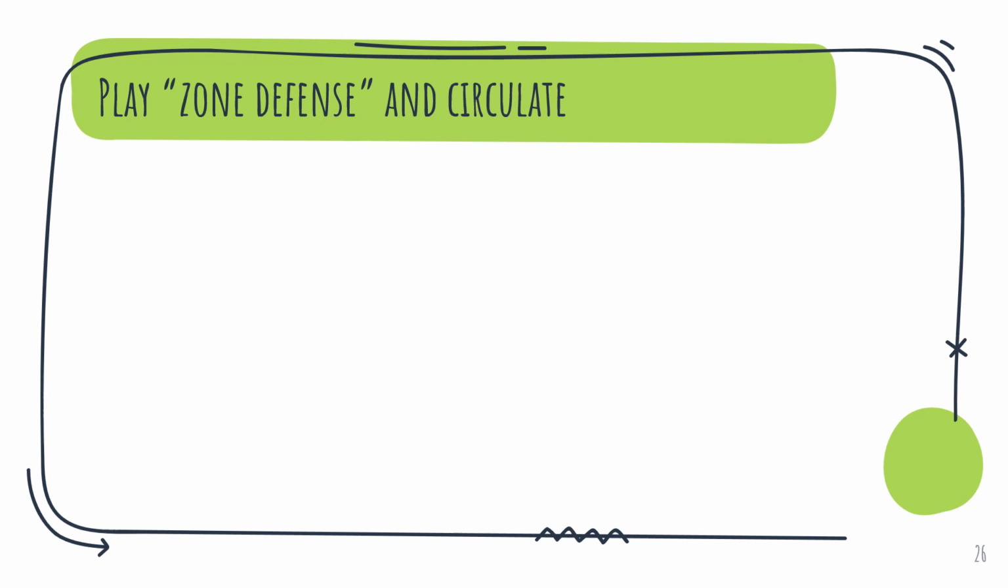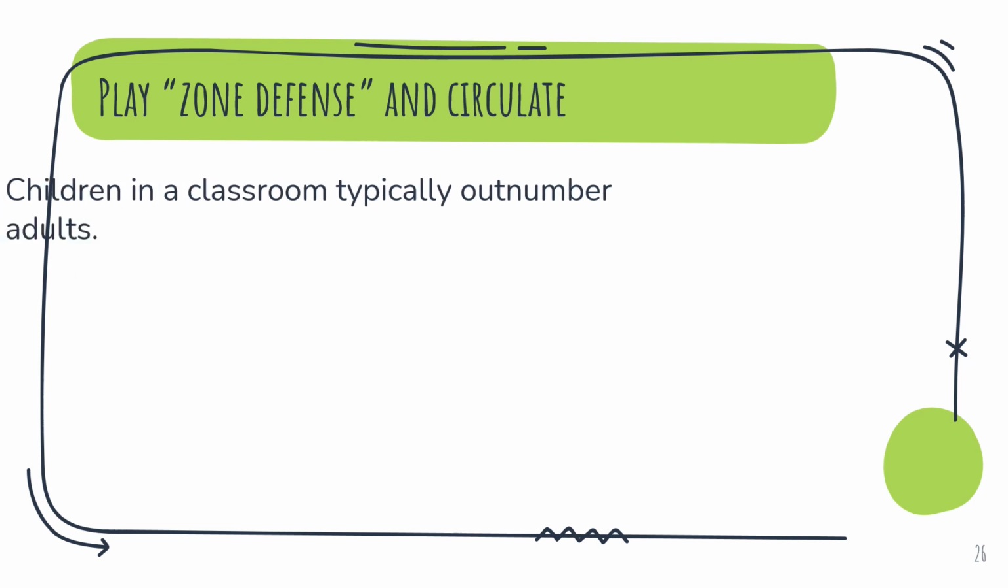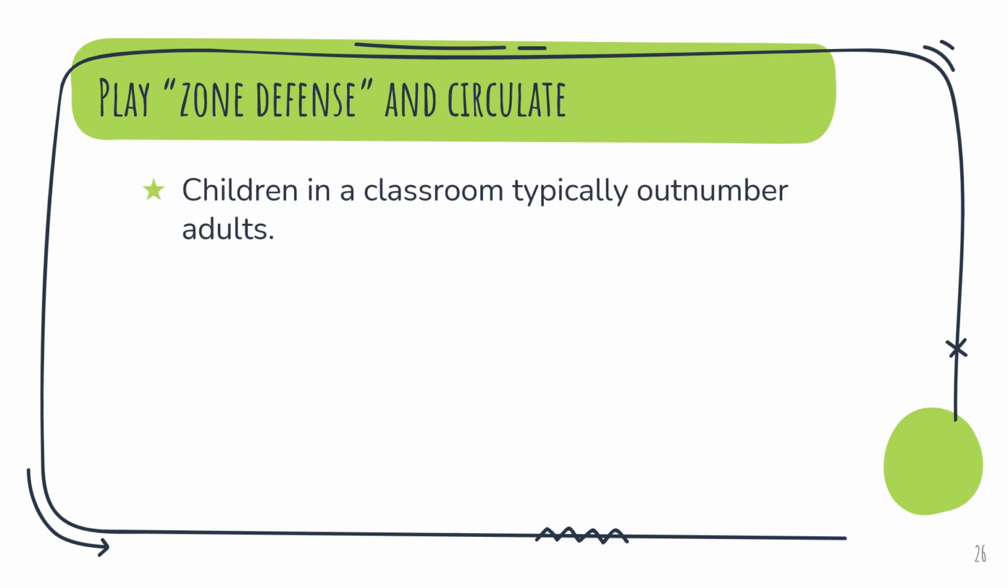Next kind of tip I have for what a teacher can do when managing a classroom, I call it playing zone and circulating. Children in a classroom typically outnumber the adults. So as we saw in those initial pictures, your classroom might have 12, you might have 20, you might have 25. A family childcare might have 6 or 8, but there's going to be more kids there than adults.